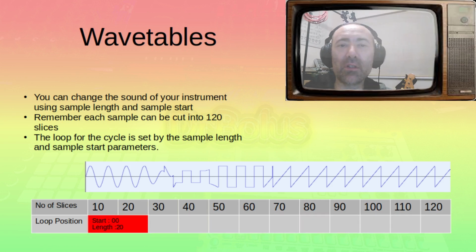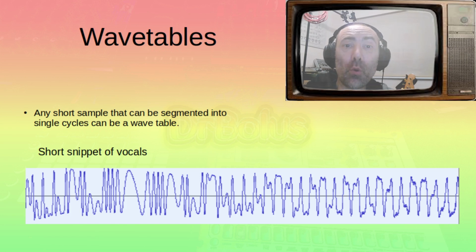So if you have a look, say your length of your loop is 20, and you start at 0, and that creates one cycle, maybe two cycles if you want, and then you scan that up and down, you can change the way that the wave sounds. Any short sample can be used for a wavetable. So I've used short snippets of vocals before now. That can be more difficult to then isolate a single wave, but you will always have a change in the flavour of sound regardless of what noise you use.